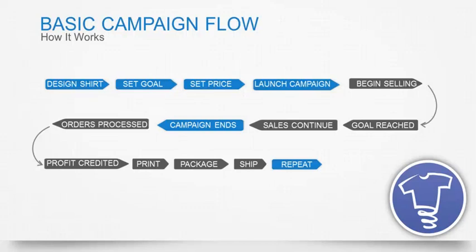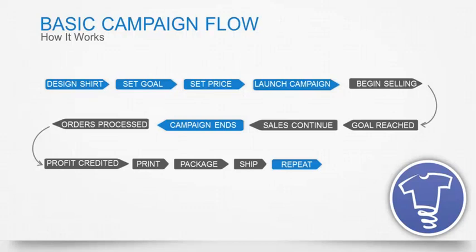Okay, so here's the basic campaign flow. First up, you design the shirt. You can use their built-in designer, you can use a custom design that you provide, or whatever. Then you set the goal. This is the number of shirts that you have to sell before the campaign will run. The minimum number you can sell, I believe, is 10 shirts, but you can go up as high as I think 800 or 1,000 or whatever. I'm going to go into how to do all these things and how to estimate the right number later, but this is just to give you the overview of how it flows.